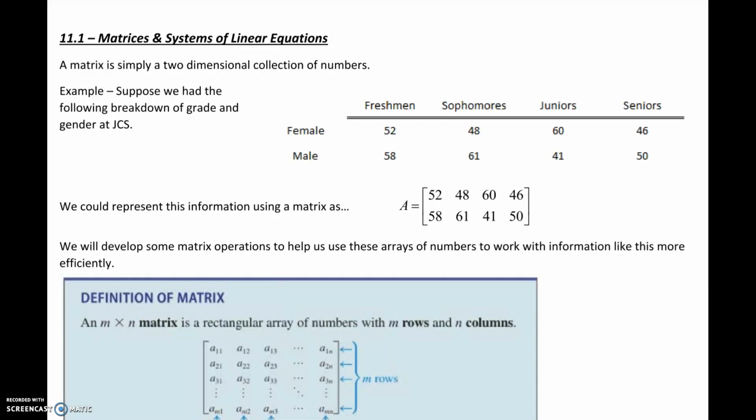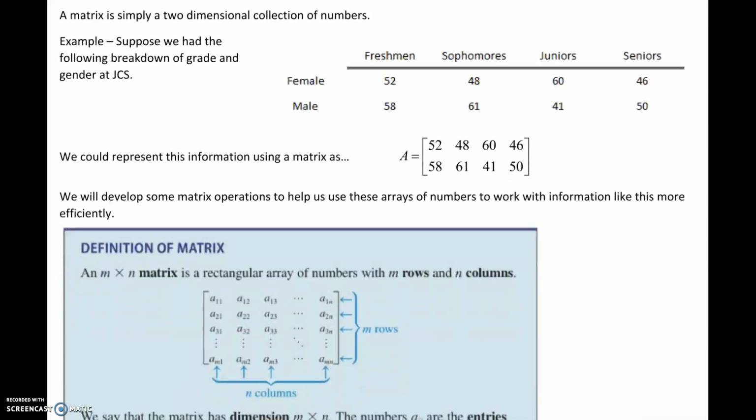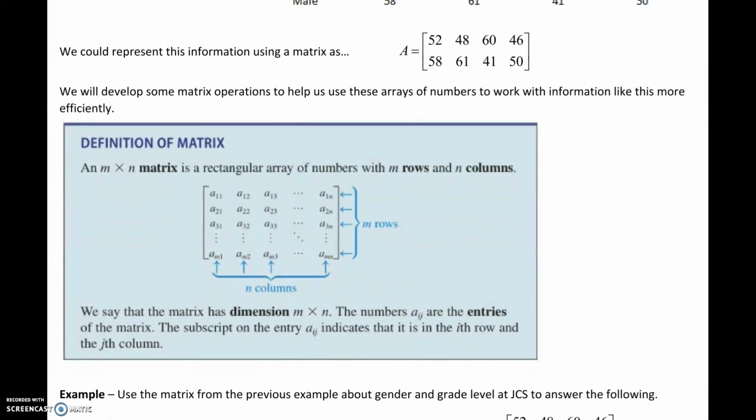Suppose we have the following breakdown of grade and gender at John Cooper. So we have 52 female freshmen, 48 sophomore females, 60 junior females, and 46 senior females, and then the same with males, 58 freshmen, 61 sophomores, 41 juniors, and 50 seniors. We could put this in a matrix labeled right here. So A equals all of that. So all those entries have just been moved to all of these places for our matrix.